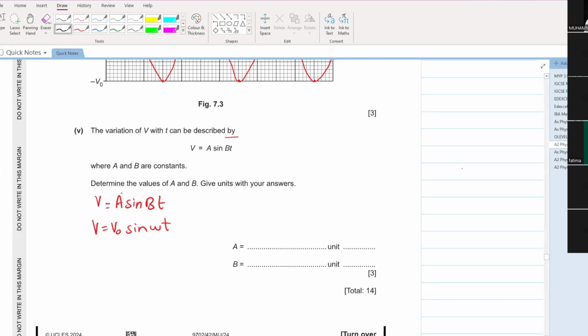Now, what is your maximum induced EMF here or maximum voltage here? 0.87. What will be the units here? Volts. Now, how will you calculate B? Your B is equal to W. Perfect. How can you calculate W? W is equal to 2 pi over T.